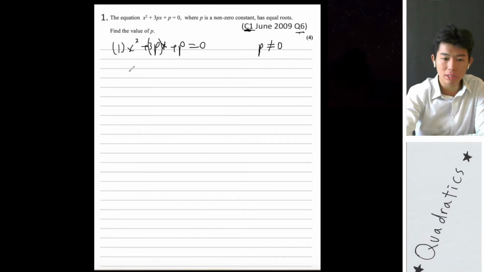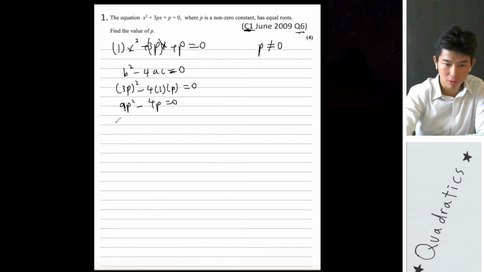What does that mean? It means that b squared minus 4ac is equal to 0. So b squared, 3p squared, minus 4 times 1 times p is equal to 0. That gives 9p squared minus 4p equals 0, so p times 9p minus 4 would be 0. Therefore, the critical value of p should be equal to 0 or 4 over 9.